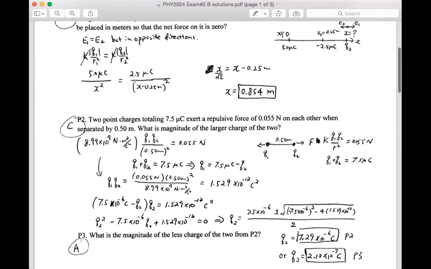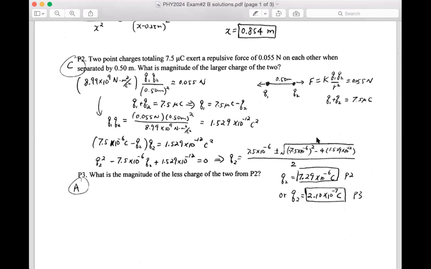Problem 2 and 3, you guys have this in one of your homework assignments. So you are given 2 charges totaling 7.5 microcoulomb, and then the force between them is 0.055 newtons. Okay, so then you can set up 2 equations. You can have this one, Q1 plus Q2 equal to 7.5 microcoulombs. Then you can apply Coulomb's law. So K Q1 Q2 over separation square is equal to 0.055.